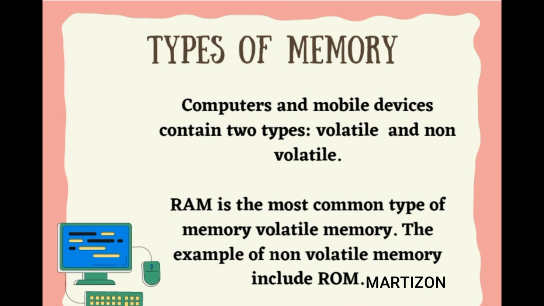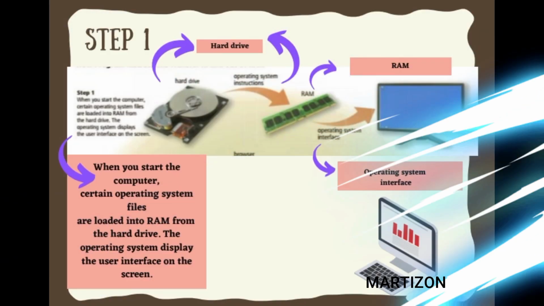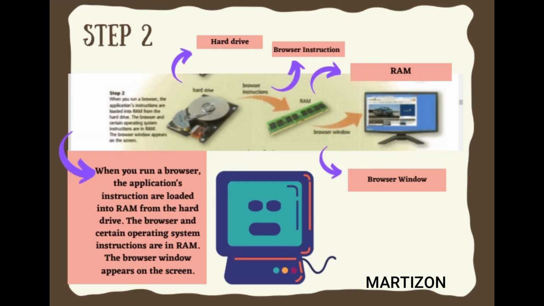RAM is the most common type of volatile memory. Examples of non-volatile memory include ROM, flash memory, and CMOS. Furthermore, let's tackle how program instructions transfer in and out of RAM. When you start a computer, certain operating system files are loaded into RAM from the hard drive. The operating system displays the user interface on the screen. As you can see in the picture, we have the hard drive with operating system instructions and RAM for the operating system interface. Next is step 2.